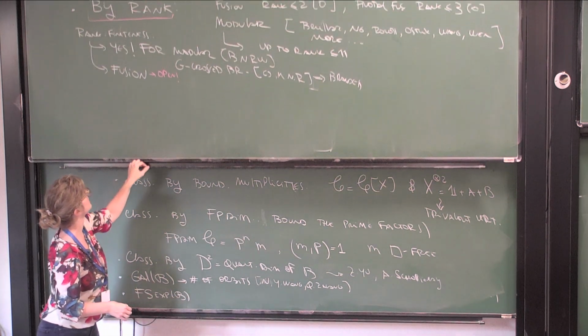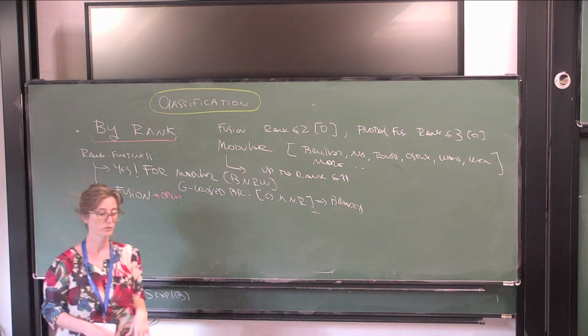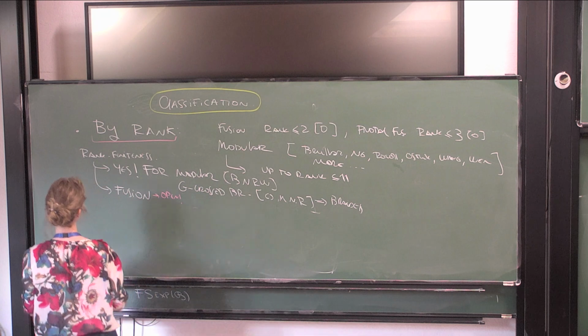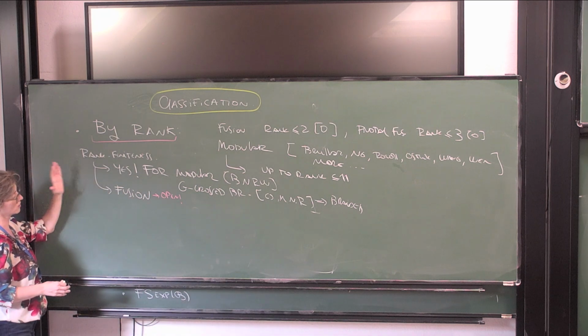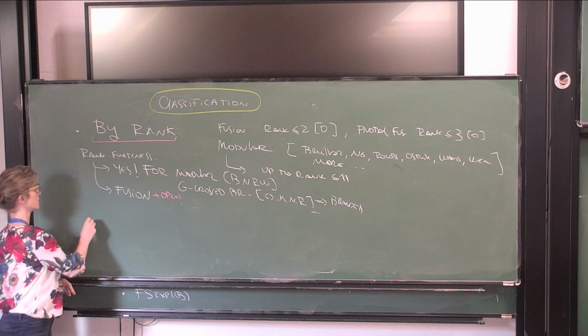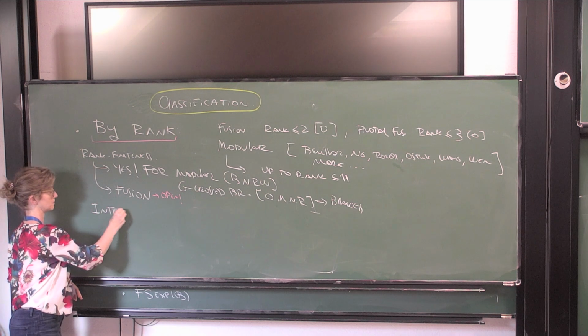So maybe now let me go back here, because this is the one that I will say more about. Again, what we will do is restrict even more. We want to classify by rank, but we will impose more restrictions. So one restriction that we will impose is we will ask that the category is what we call integral.